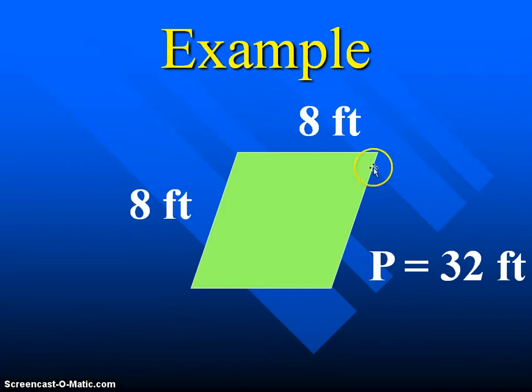Remember, perimeter is the distance around an object, and to find it, we add up all the sides.